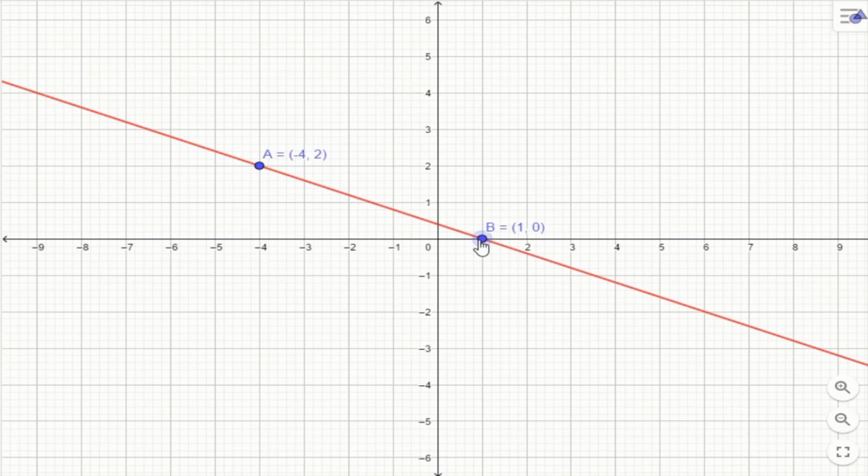Now, let us determine the sign if it is positive or negative. The slope or the graph is decreasing from left to right. If the slope is negative, the graph is decreasing. Therefore, yung ating slope is negative 2 over 5.